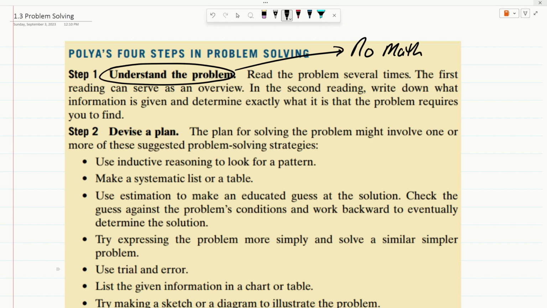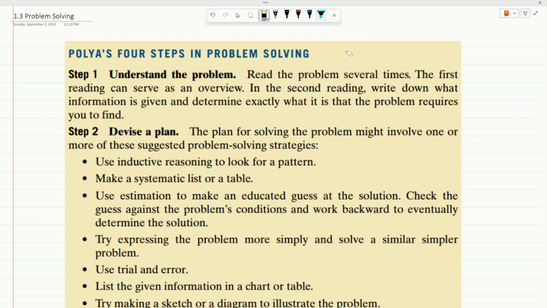Step 2, you want to devise a plan. Let me go ahead and use a highlighter. I think that's going to be the best. So, there's step 1. Here we go. Yeah, it looks good. Step 2 is to devise a plan. You want to look for inductive reasoning. Is there a pattern? Or maybe create a table. Maybe you want to use trial and error. But this is where you devise a plan.